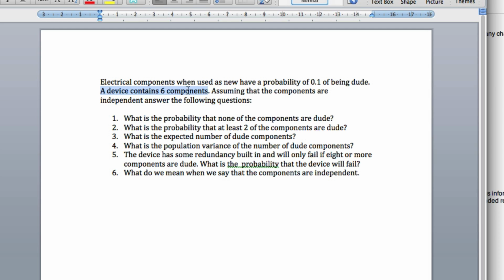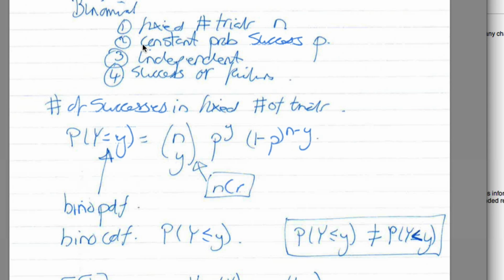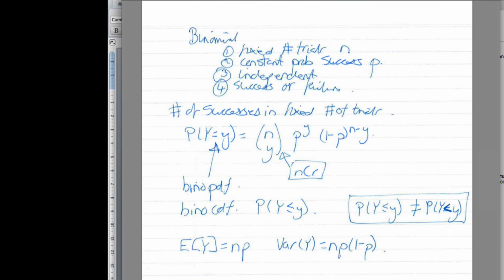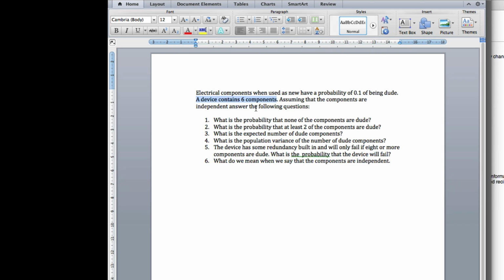Okay, so key things. We've got a fixed number of trials. We've got six components. In each case, we have either a success or failure. So success is it's dead, failure is it works. If we look at my cheat sheet, for binomial you're looking for a fixed number of trials and a constant probability of success. In this case, we've got 0.1. They're independent of one another, so when one fails, it shouldn't affect another failure, and success or failure. So success in this case is dead, failure is not dead. Okay, so we've got a binomial here, so we can use all the binomial commands to solve it.